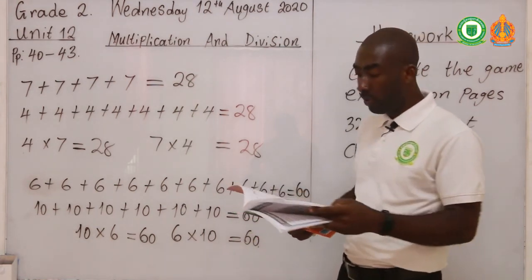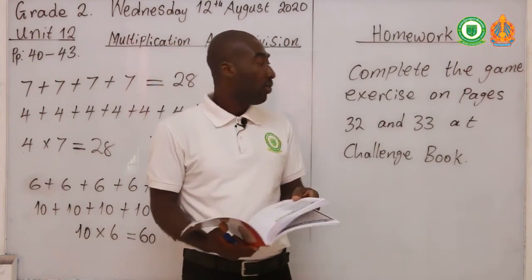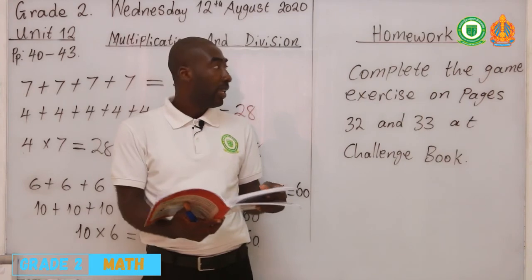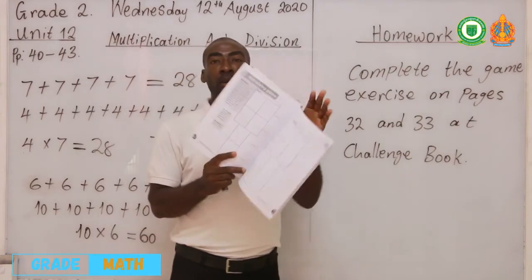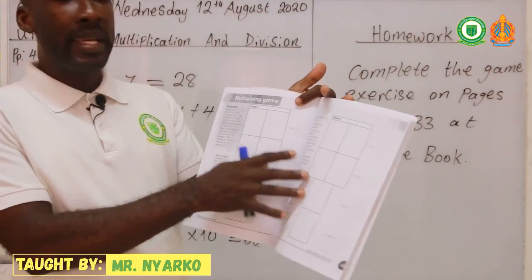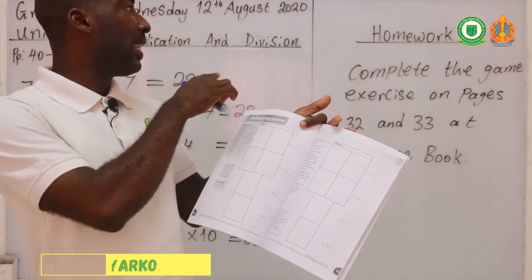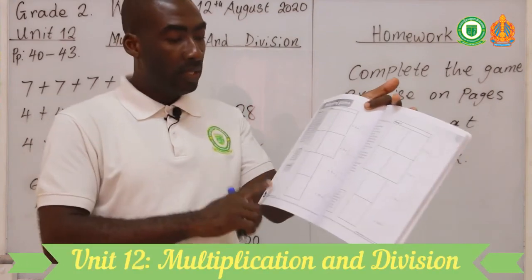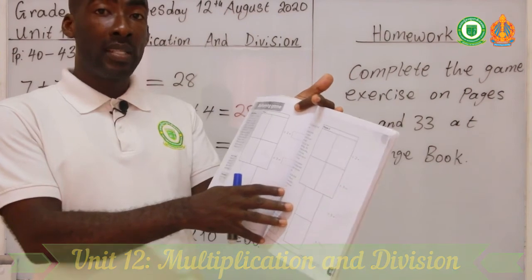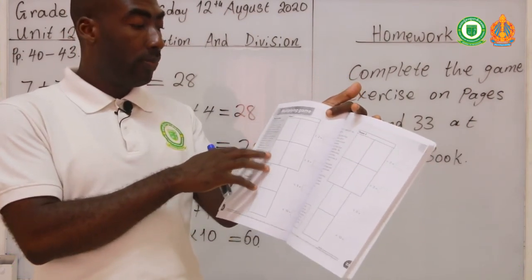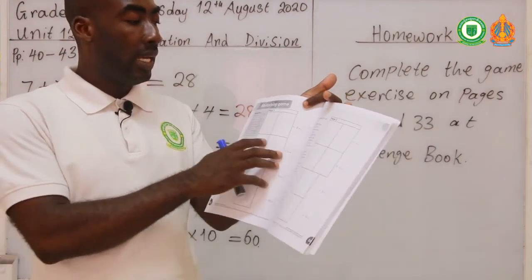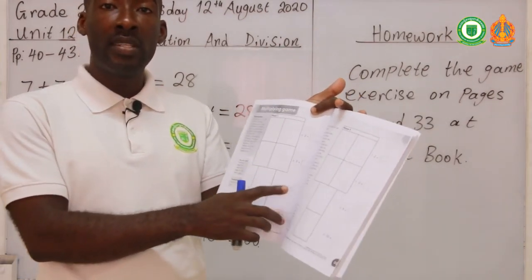So I want you to open to page 32 on the challenge book side. You'll have your homework over there. So this is how your homework looks. Okay, so this is like a game, so you're supposed to complete the game exercise on pages 32 and 33. Okay, so just as you did for task 1, you're supposed to provide your numbers according to the instructions that you have here, and then you complete and you put your answers here.